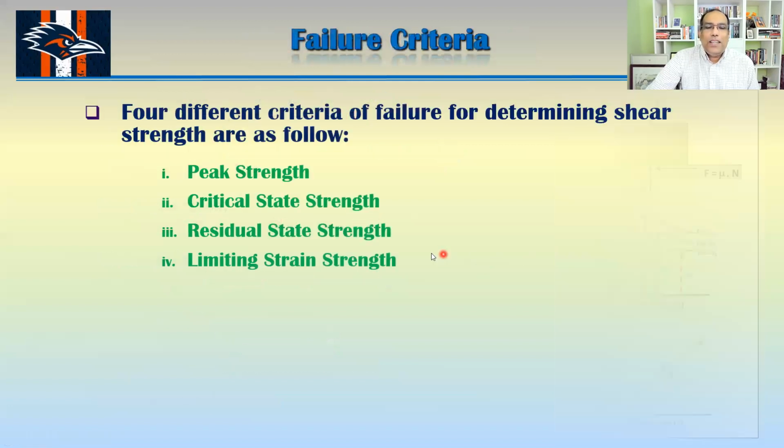So we see that there are 4 different criteria of failure to determine the shear strength, which are as follows: peak strength, critical state strength, residual state strength, and limiting strain strength. Okay, now let's see them one by one so that we have a very clear idea of when we can say that this is the shear strength of the soil, based on the type of failure.